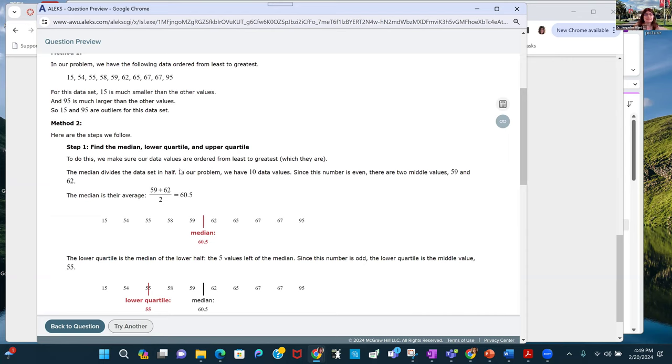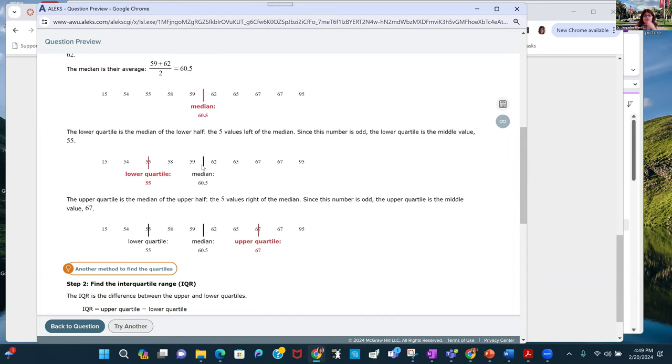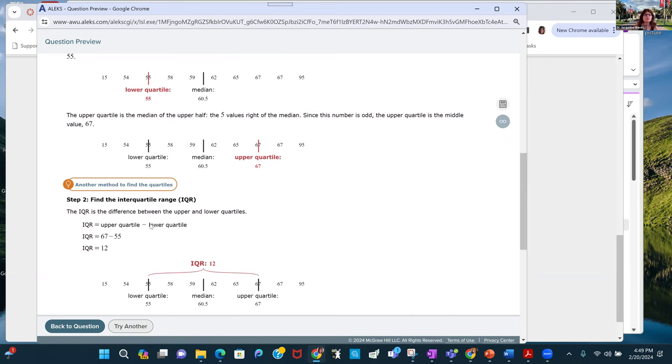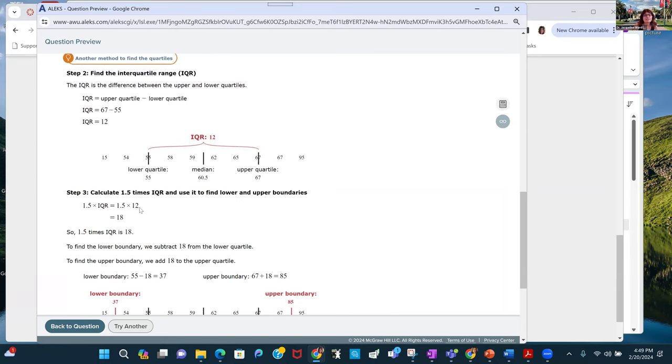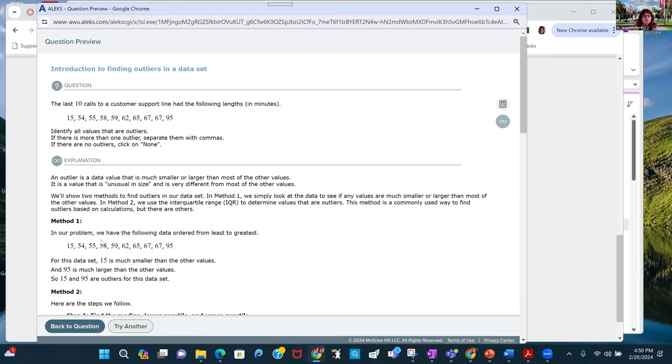Method two, we find the interquartile range. So here we are going through the steps. You have to find the median and then the lower and the upper quartile, subtract those values, and that gives you the interquartile range is 12. And then you take 1.5 times that. So that's now 18. So anything more than 18 above the upper quartile or less than 18 below the lower quartile. See, they subtract 18 from the lower, add 18 to the higher, and any of those values are considered outliers. So for this first problem, method one suffices, because they really try to make it pretty obvious.